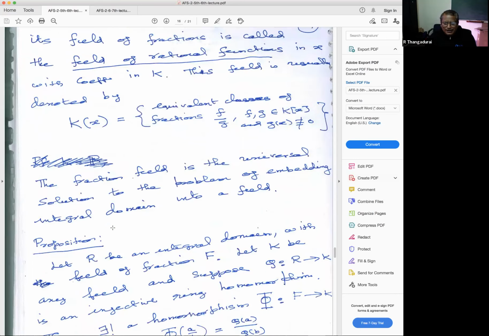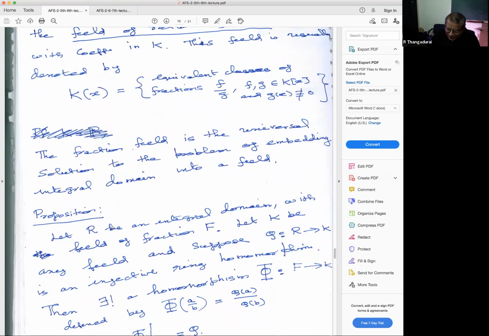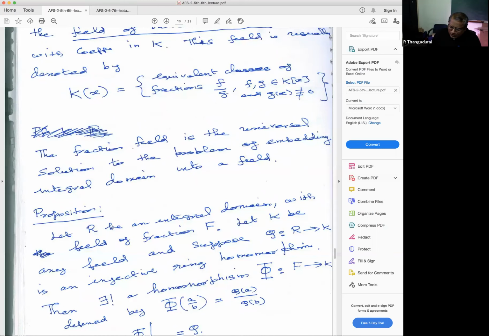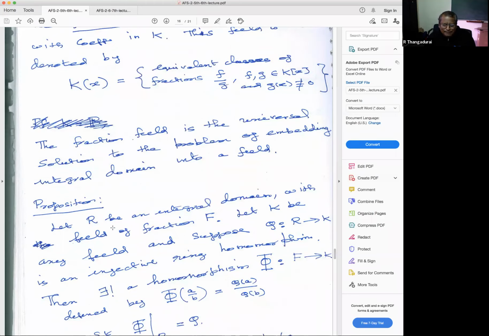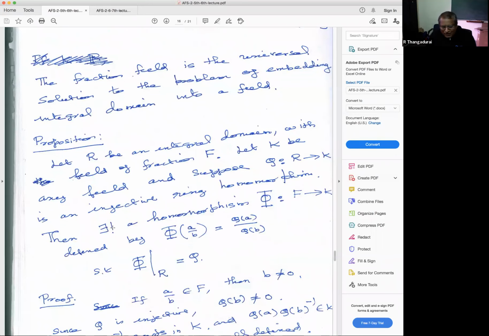The main theorem we want to see is this. Suppose R is an integral domain, and we have constructed the field of fractions F. Suppose this R is sitting inside another field, then what happens to the field of fractions with respect to that given field? That is what this theorem says. In modern terms, it is called a universal property.